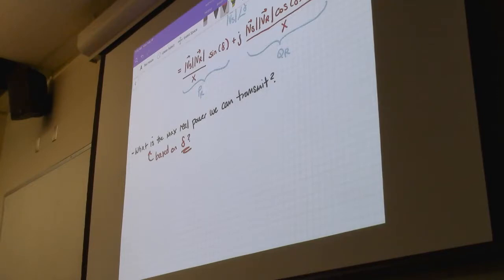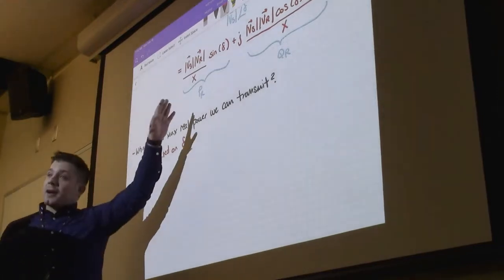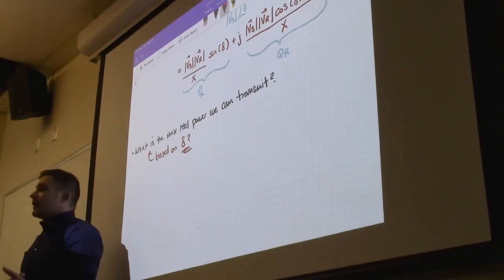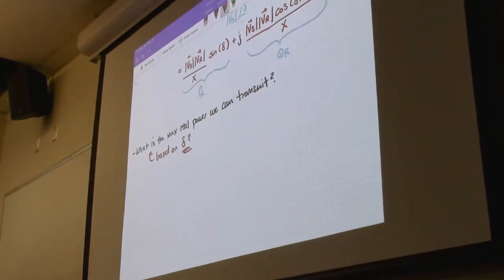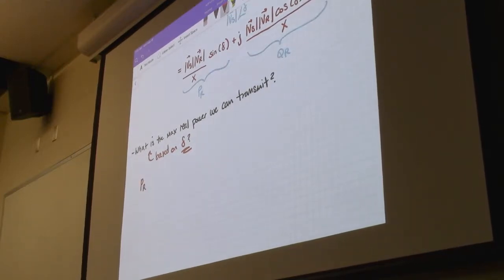If I cover this piece up, I can't reach it. But if I covered that piece up and made the sine of delta a 1, that's the maximum power that can be transferred. So the maximum power transferred is going to be PR max equals VS VR divided by X, sine of 90 degrees, which is a 1. Sine 90, sorry about that.